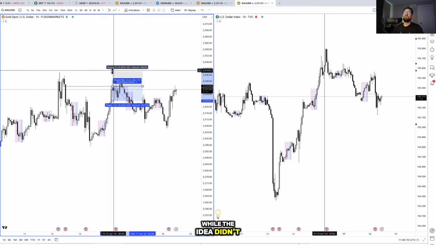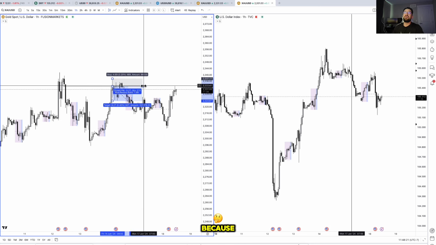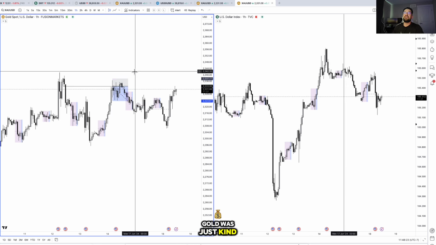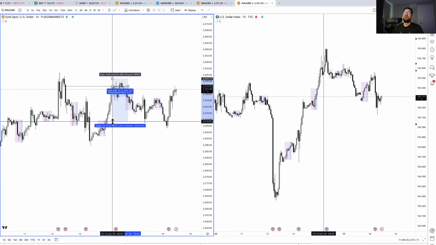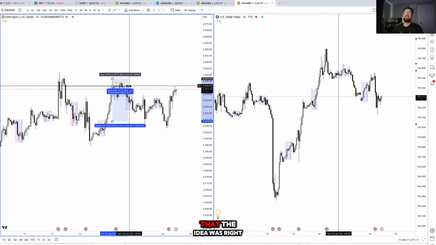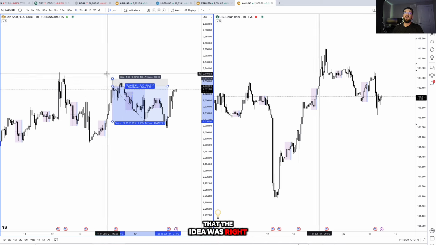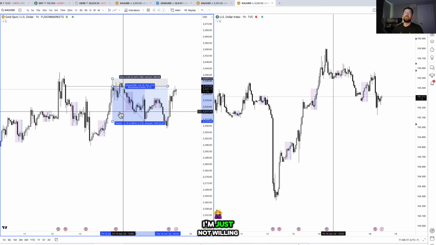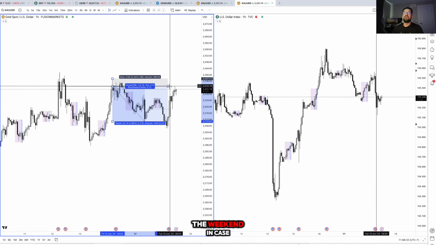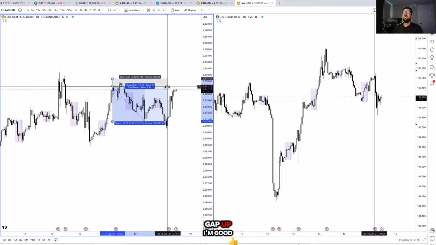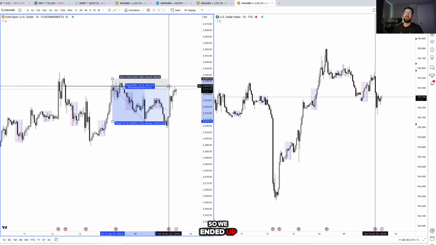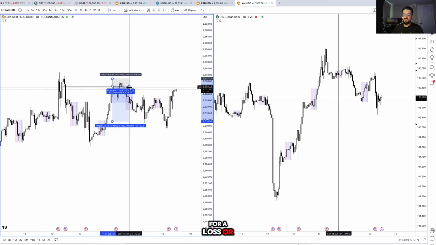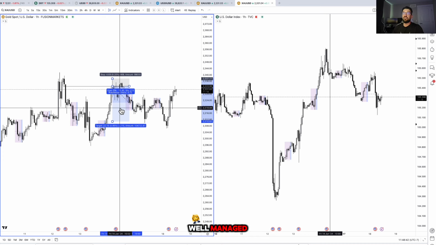Well, the idea didn't want to play out on Friday because gold was just kind of stuck in this New York range. You could see nonetheless that the idea was right, and gold didn't go down. I'm just not willing to have an open stop over the weekend in case it has a big gap up. I'm good on eating that slippage. So we ended up eating like 0.3 of an hour for a loss or something. To me, that's risk well managed.